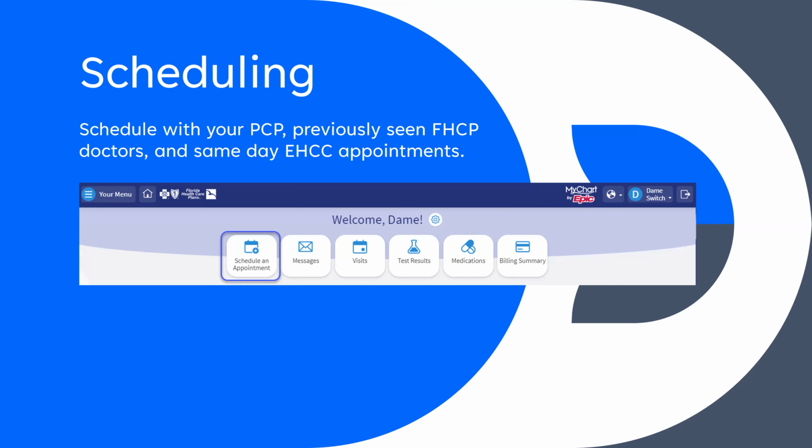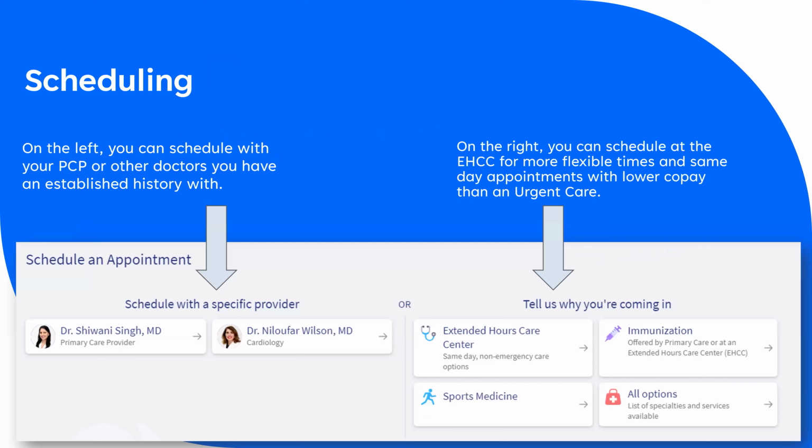If we click on schedule an appointment here, you're going to see this gray box at the bottom of the screen. On the left side, you'll see your PCP, who you can schedule with. You'll see doctors you've seen before, and you'll either be able to schedule with them or send them an appointment request, depending on the specialty. On the right side, you'll have the option to schedule same-day non-emergency care appointments at the extended hour care clinics. You can also schedule an immunization. It is that time of year to get your flu shot and COVID shot. It is flu season, so that's a nice feature.